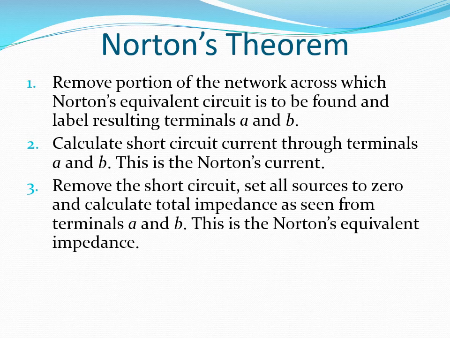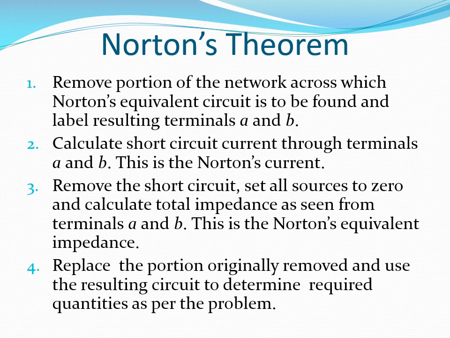3. Remove the short circuit, set all sources to 0, and calculate the total impedance as seen from the terminals A and B. This is the Norton's equivalent impedance. 4. Replace the portion of the network that was removed and use the resulting circuit to determine required quantities as per the situation.